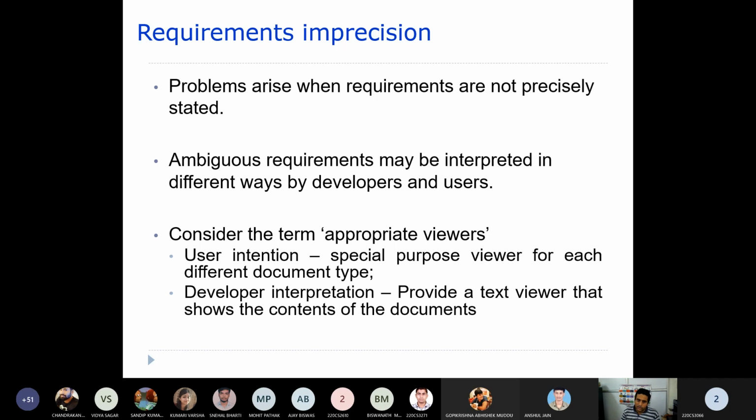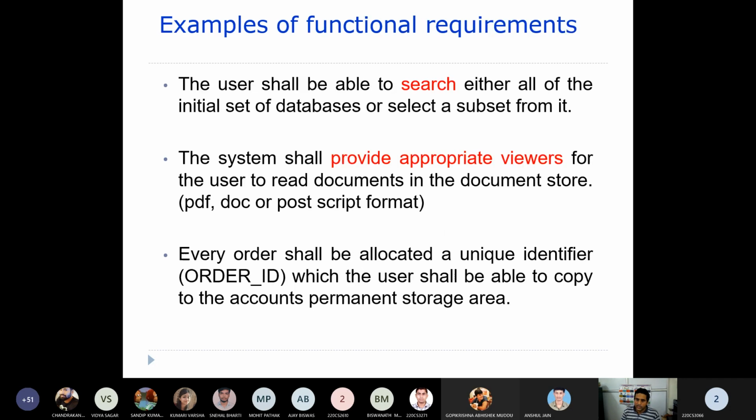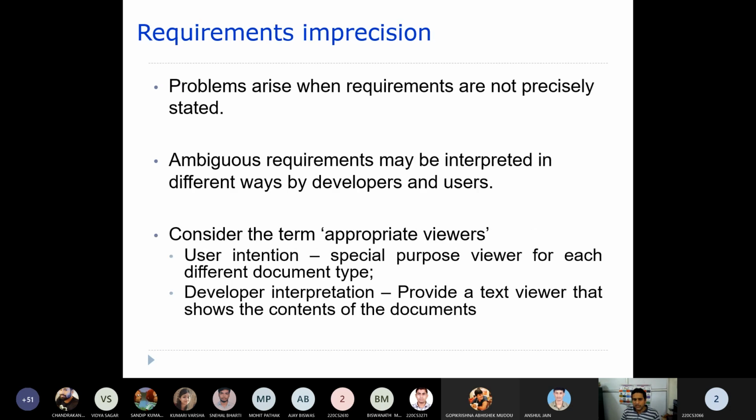In the previous statement, as I said, the statement says something like this: provide appropriate viewers. Now this term, appropriate viewers, leaves some sort of ambiguity. The requirement is not clearly specified. The user's intention is a special purpose viewer for each different document type.